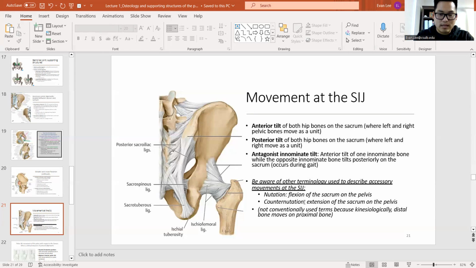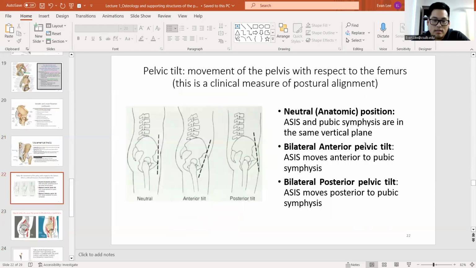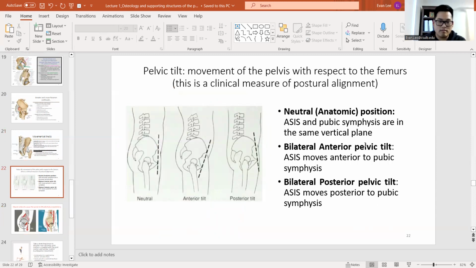So these can be described a little bit differently. Sometimes you might see these types of movements or these types of names as well. So nutation as well as counter nutation, but we can see that we have anterior, posterior, and antagonistic innominate tilt. So let's go ahead and take a look at these where it's a little bit different from most other movements.